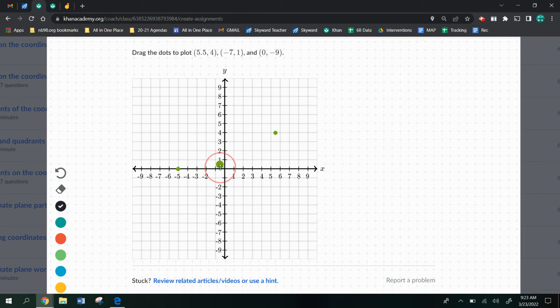Next point. Start at the center. You're going 7 units to the left because it's negative, and then up 1 because it's a +1. Third point. The first number is 0. That means you're not going right or left. You're staying here. But you are going to go down 9.